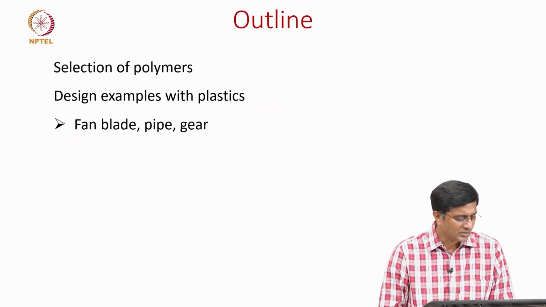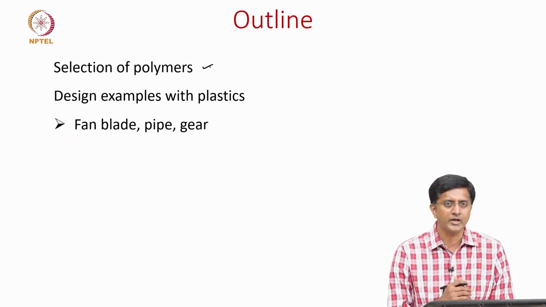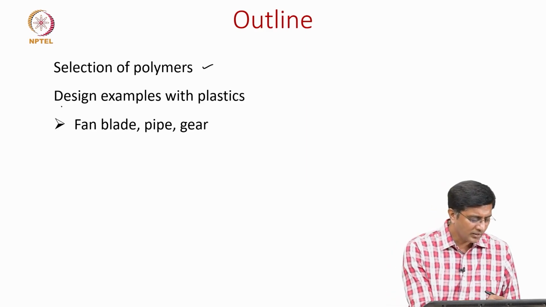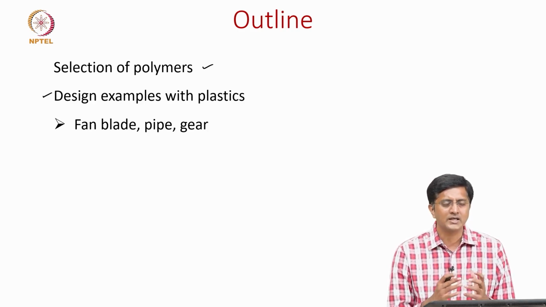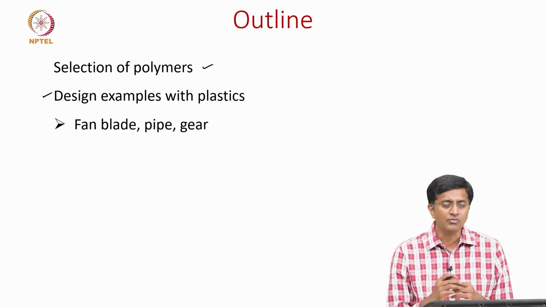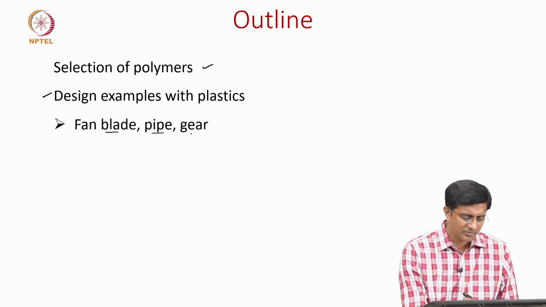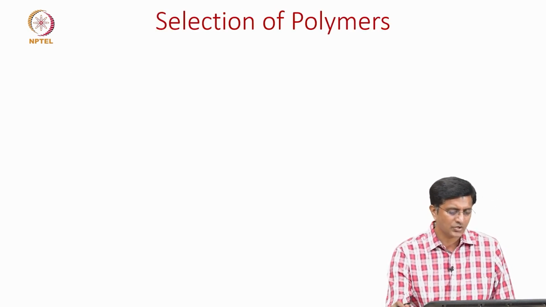So, we will start with selection of polymers, where we will look at a few criteria one should apply before we can select a particular polymer which is suitable for a specific application at hand. After that, we will be looking into some of the design examples just to give a flavor about what design considerations one has to take care of, so as to use polymers in a specific engineering application. We will look at that using three examples: a fan blade, a plastic pipe and a plastic gate. So, let us start with the selection of polymers.